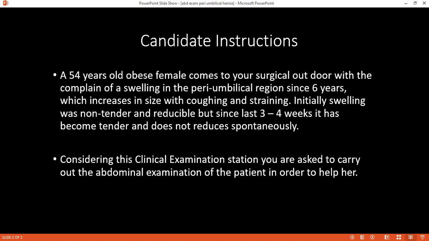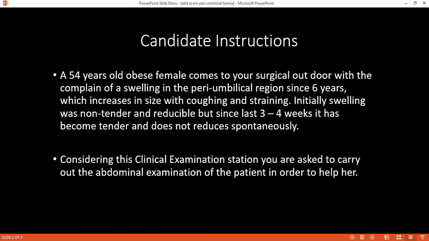Then I'll perform auscultation over the swelling, as it's a peri-umbilical swelling, to check whether there are any bowel sounds present or not. Then I'll perform the abdominal examination, starting with light palpation for any mass or areas of tenderness, and then deep palpation to look if there is any underlying mass, and to look for hepatosplenomegaly or splenomegaly. Additionally, I'll percuss the abdomen for shifting dullness.